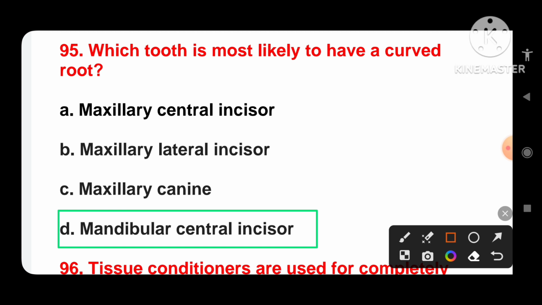Mandibular incisors, both central and lateral, commonly exhibit a lingual inclination and may have a slight curvature in their root, and this anatomical variation is most prevalent in mandibular incisors compared to the maxillary incisors. Okay.